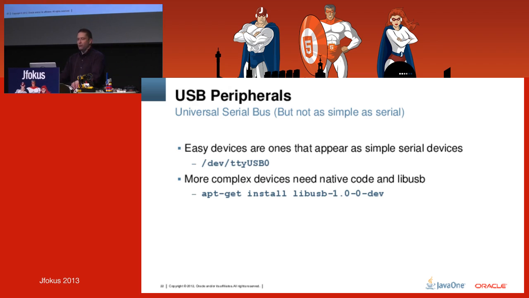From a USB peripheral point of view, USB is Universal Serial Bus, and in some cases, they're very much like serial devices. So some of the easy ones to connect will appear to be a serial device. So you have /dev/ttyUSB0. Then you can just talk to it as if it were a serial device. You send bytes, you receive bytes. More complicated ones, you actually need to start digging into the USB code and figuring out how to communicate with them using some libraries. So again, there's some standard Linux libraries that are available. apt-get install libusb-1.0-0-dev will give you most of the libraries that you need for that.